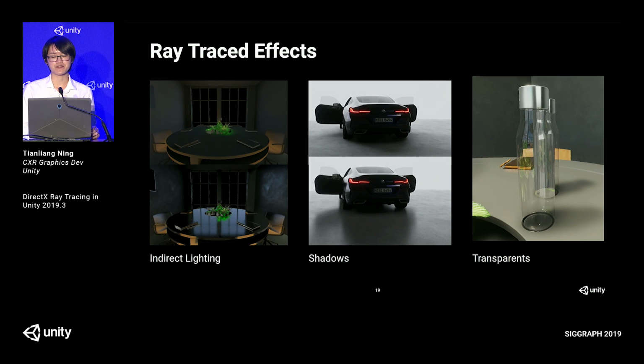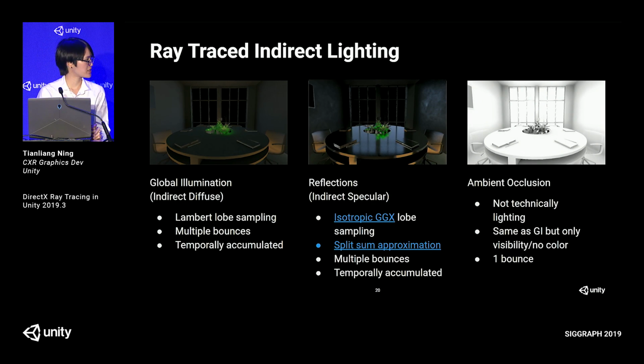So there are three main buckets of ray traced effects in HDRP: indirect lighting, shadows, and transparence. So both indirect diffuse and indirect specular, also known as global illumination and reflections, do multiple bounces of ray casts. And in order to get that running at speed, those samples are accumulated over a number of previous frames. The big difference between indirect diffuse and indirect specular is in the probability distribution function that they sample in order to compute the directions of those ray bounces. So for indirect diffuse, they just sample a Lambert lobe, and for indirect specular, they sample an isotropic GGX lobe. In addition, the indirect specular lighting calculations are done with a split sum approximation so that we can pre-compute some of that math and get it performing a little bit faster. And I also mentioned ambient occlusion here, even though it's not technically lighting, because it uses the exact same algorithm as global illumination does, but just with one bounce and no color calculations.